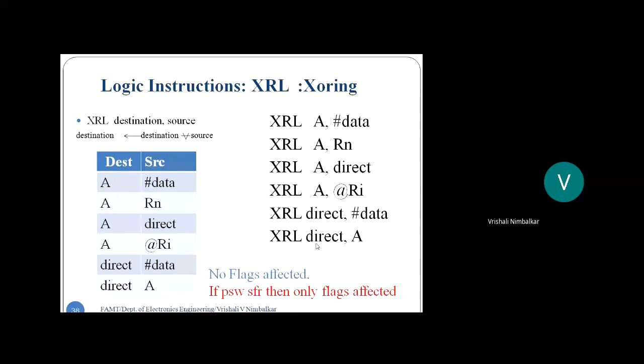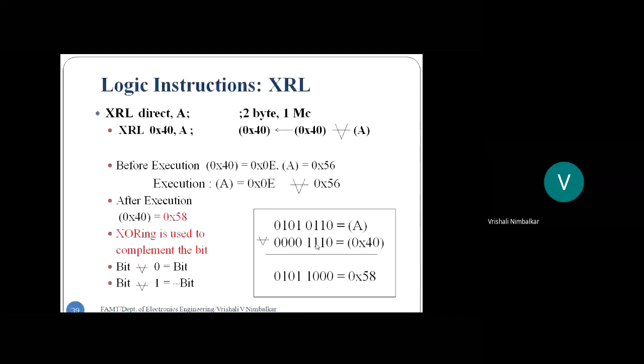Let us see one example. The last one, XRL direct comma A. The instruction is XRL 40 hex, that's an address, comma A. That's the symbol used for XOR, a V with a dash. So data from the accumulator is XORed with data at the 40 hex memory address, and the result is stored back at the same memory address. 2 bytes, 1 machine cycle. So see the execution.